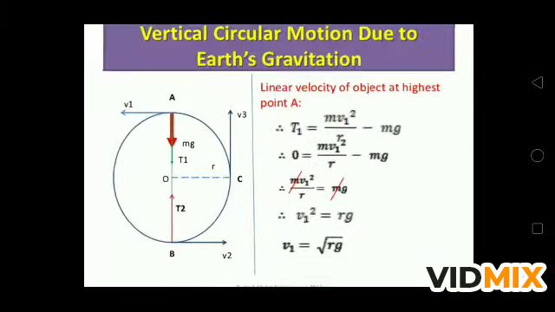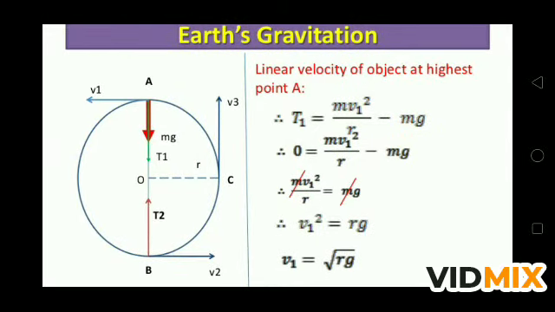So what is the critical velocity? With the help of the relation, we can find T1 is equal to mv1 square upon r minus mg. At the highest point, T1 is equal to 0. The tension should be 0 at the highest point to complete the circle. So in place of T1 you put 0. So mv1 square upon r minus mg equals 0, or you solve this and you will find v1. v1 is equal to under root rg.